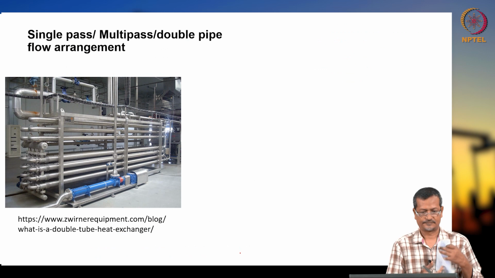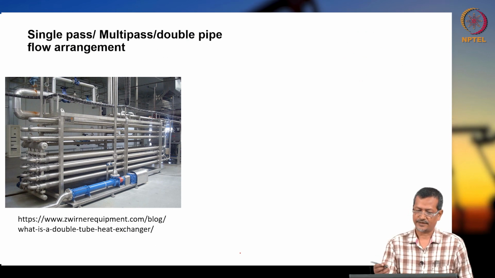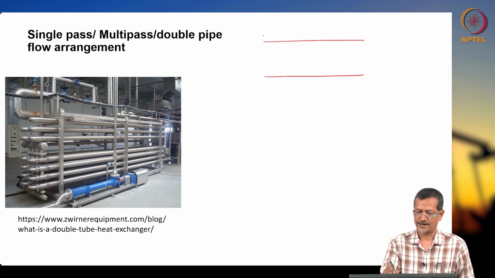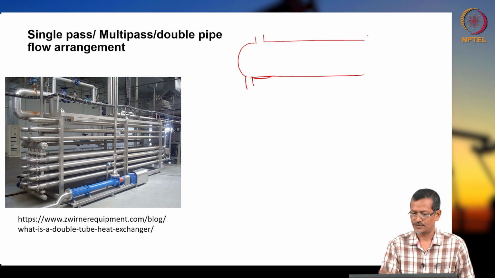Okay, single pass, multi pass, double pipe flow arrangement. So whenever you are talking about a heat exchanger, normally it will be shell type, shell and tube type. Like one shell is here. Okay, and you can draw also if you like.